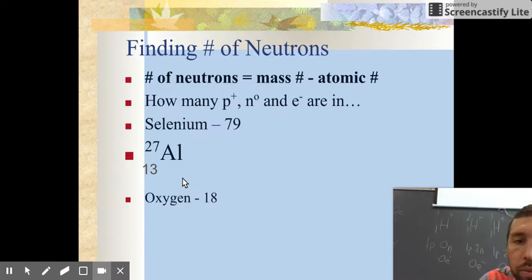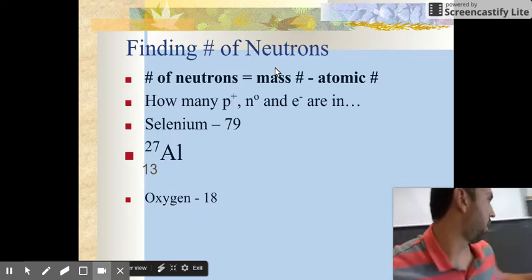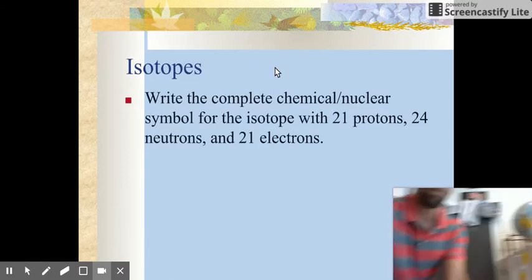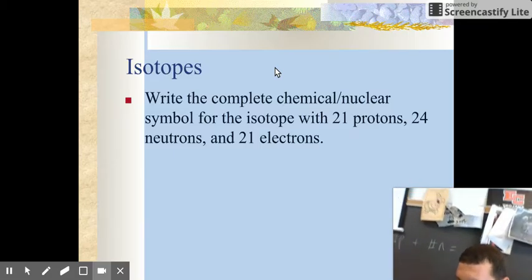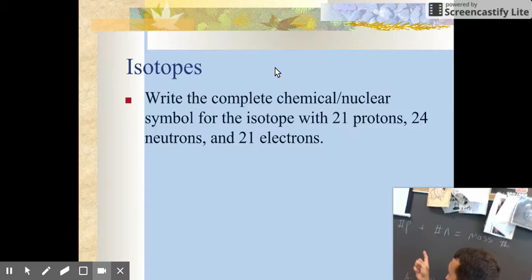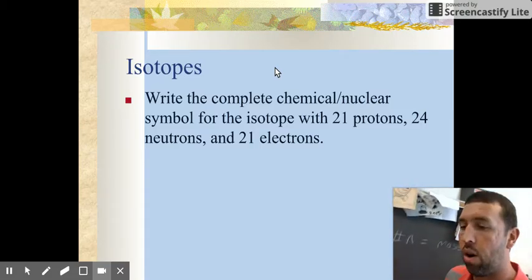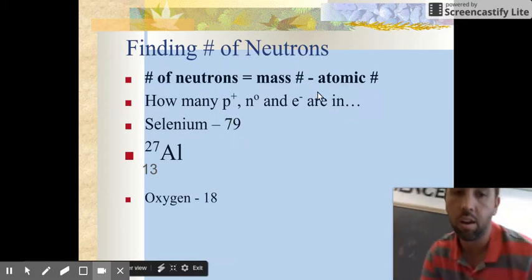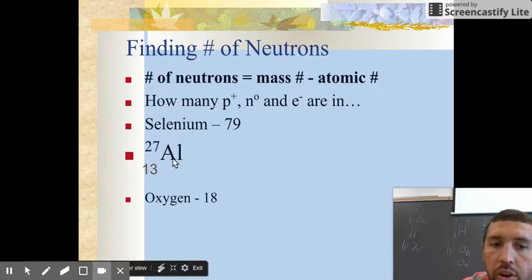So here we go. How do I find the number of neutrons? I simplified it out. The equation is easily understood as this. My mass number is number of protons plus number of neutrons equals my mass number. Or we can rewrite that equation to be the number of neutrons is the mass number minus the atomic number. So here's some practice.